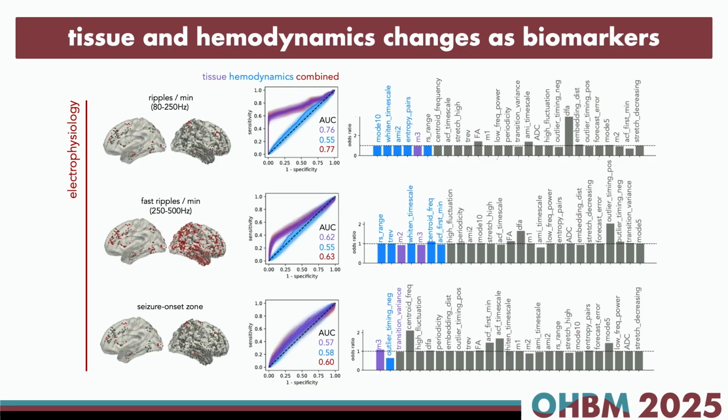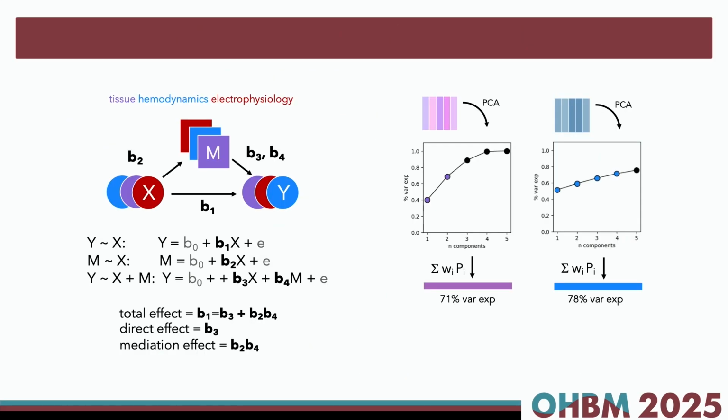overwhelmingly overperforms the other sets of features in distinguishing pathological and non-pathological channels, with the combined model doing a little better than the tissue-only model. So now I ask, how do they interact with each other, tissue, hemodynamic, and electrophysiology? I'm going to focus on ripple rates for now.